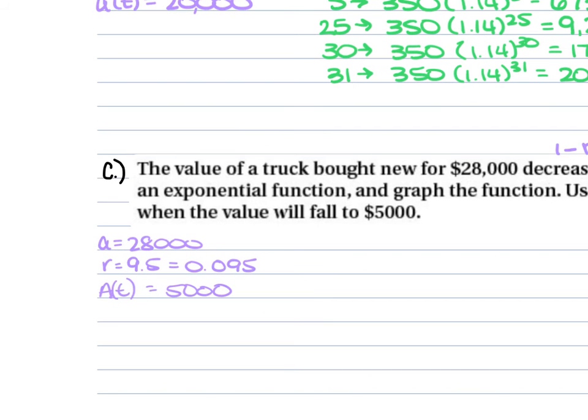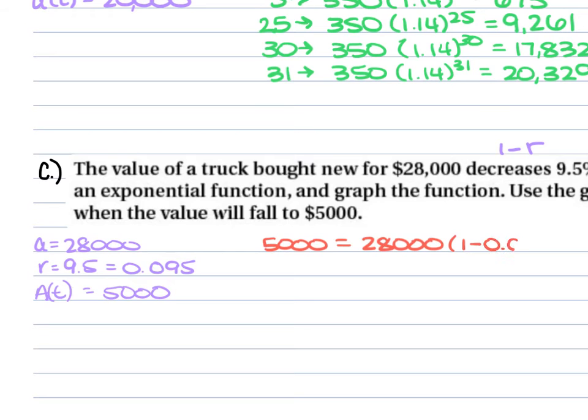So we are going to have the formula here. 5,000 is equal to 28,000 times 1 minus our rate, which is 0.095. We're subtracting because we have a decrease, to the power of t. So we're going to simplify this even further. So 5,000 is equal to 28,000 times, the 1 minus 0.095 is going to give us 0.905, to the power of t.